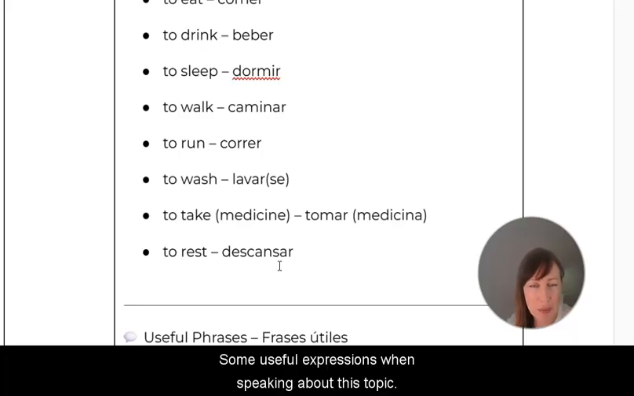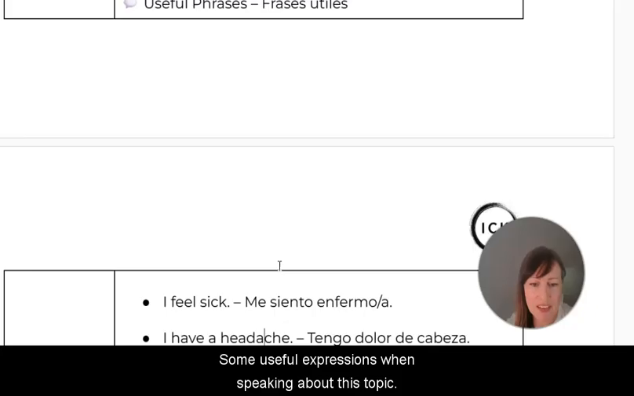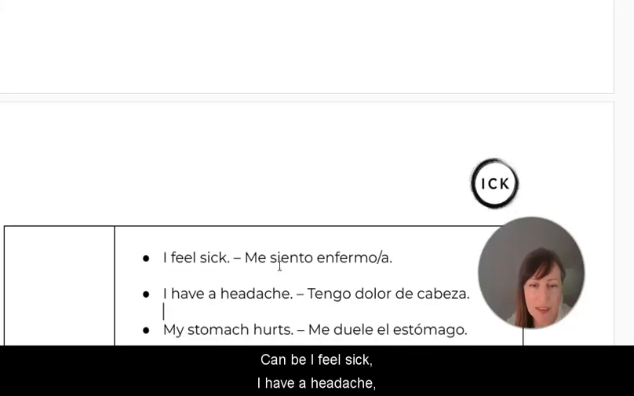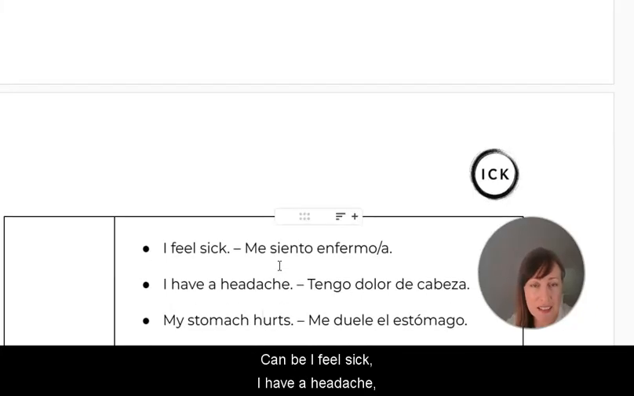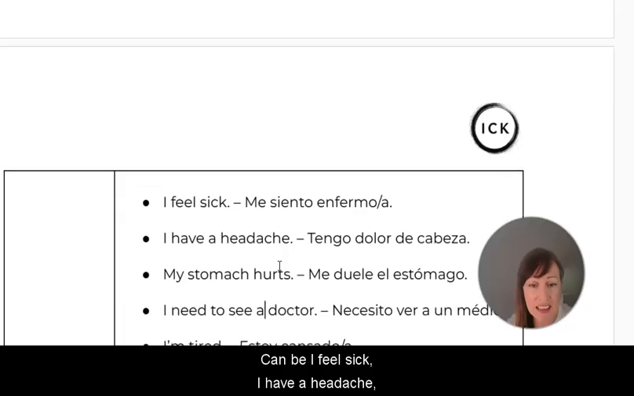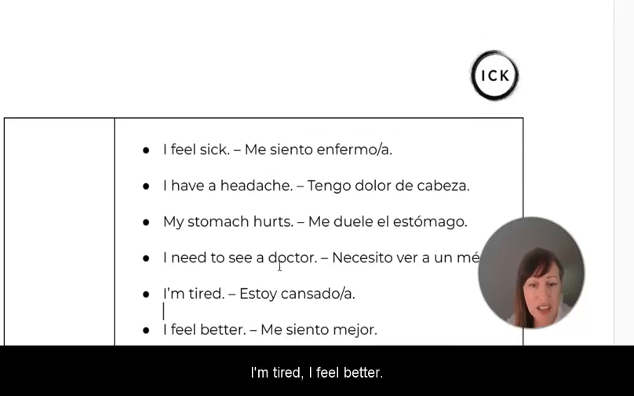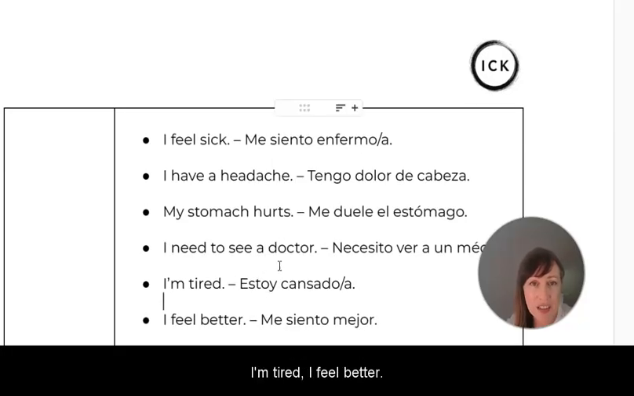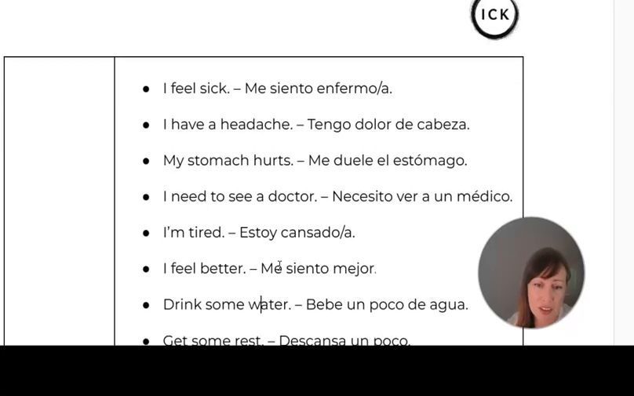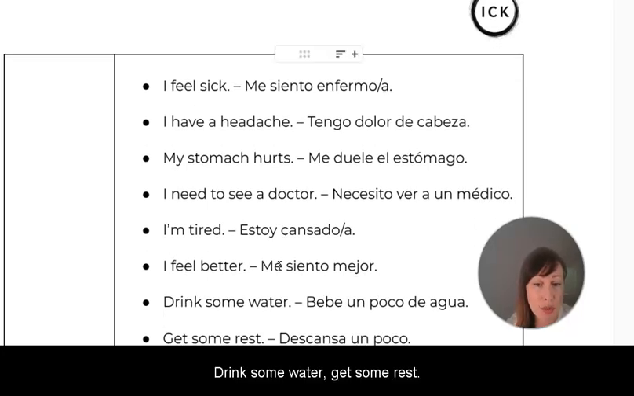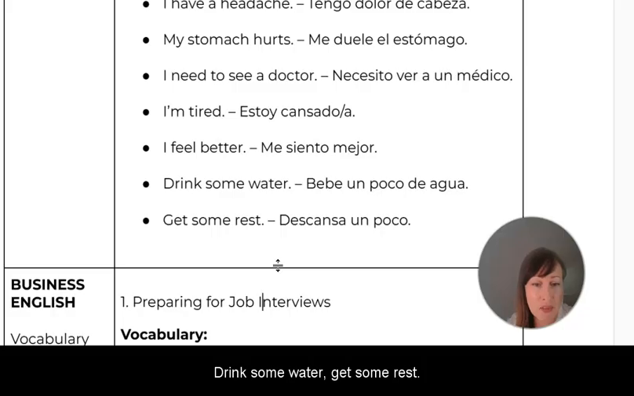Some useful expressions when speaking about this topic can be I feel sick. I have a headache. My stomach hurts. I need to see a doctor. I'm tired. I feel better. Drink some water. Get some rest.